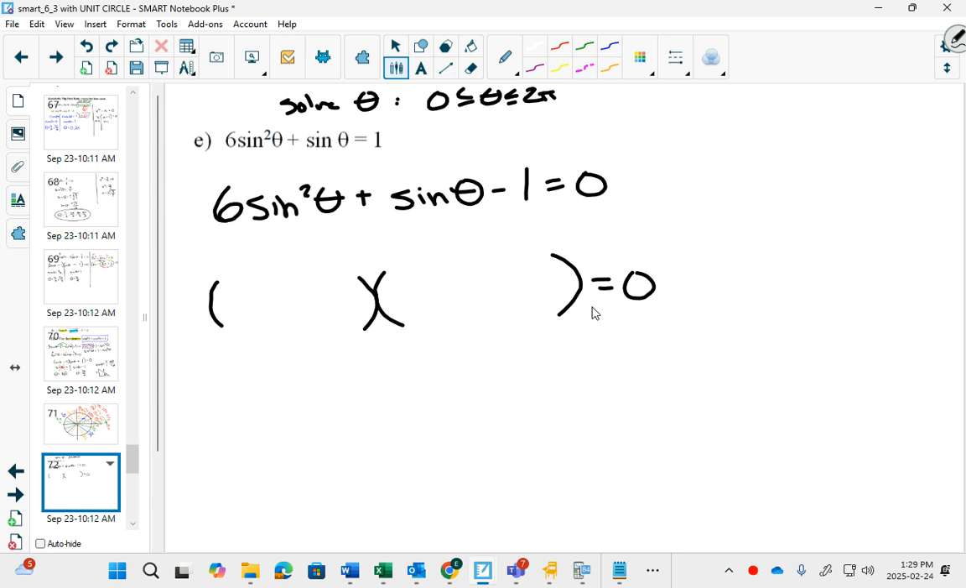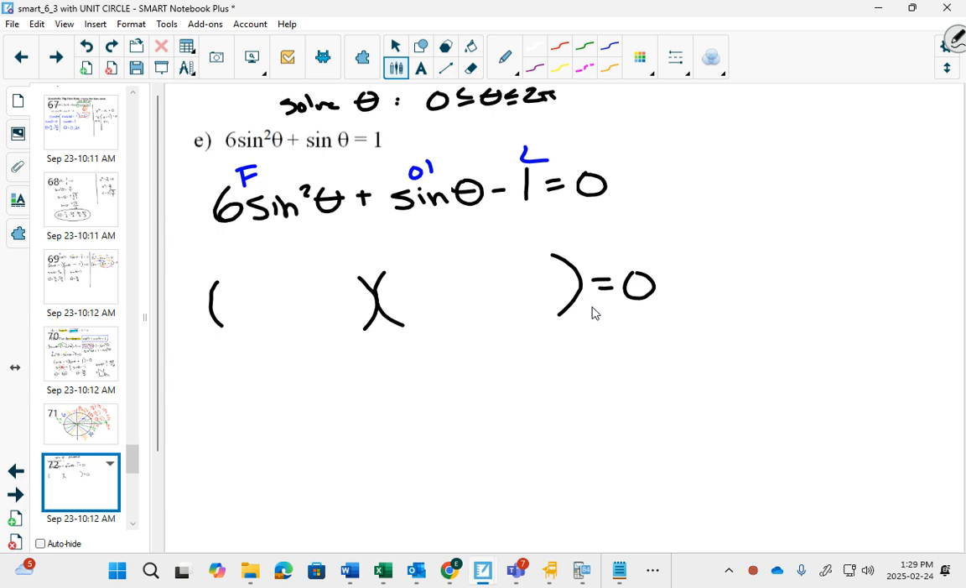Now, if we can multiply this out, your first ones would have to be multiplied to give you 6 sine squared. Your last ones would have to multiply to give you a 1. And your outside and inside would have to give you sine. Now, as students, we typically start with the first one because it's first. But you don't need to.